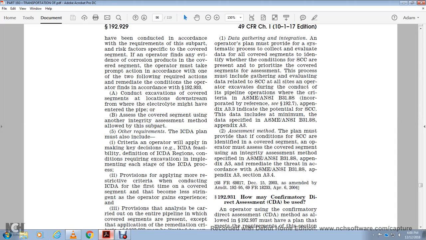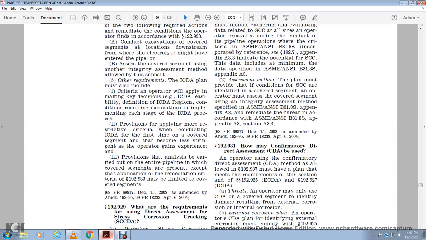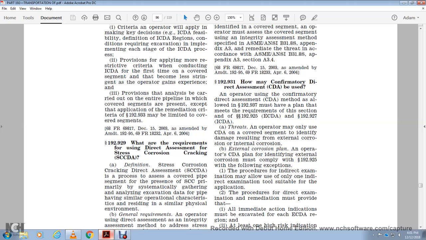The assessment method plan must be provided if conditions for stress corrosion cracking are identified in the covered segment. The operator must then assess the covered segment using the integrity assessment method specified in ASME/ANSI B31.8S appendix A3, and remediate in accordance with ASME/ANSI B31.8S appendix A3, section A3, 192.929 and 192.931.